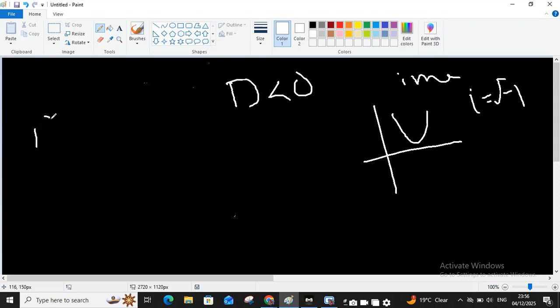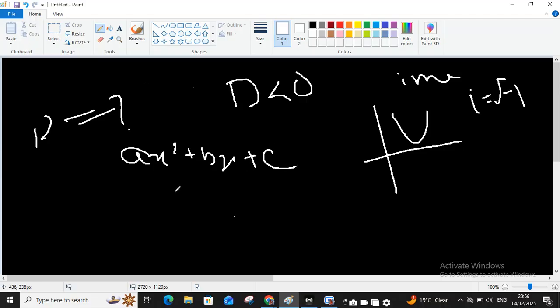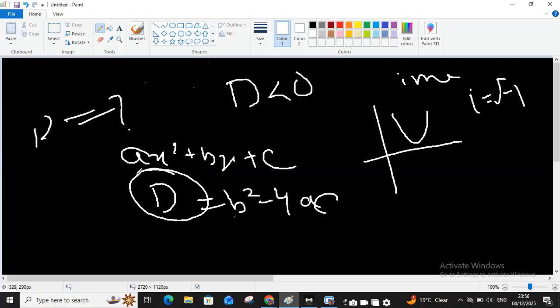Now what is this D? I'm talking about this D a lot, but what is it? When we have the quadratic equation ax squared plus bx plus c, that D is basically b squared minus 4ac. This D is very necessary because it tells us the nature of the roots. The graphs are all dependent on this D.